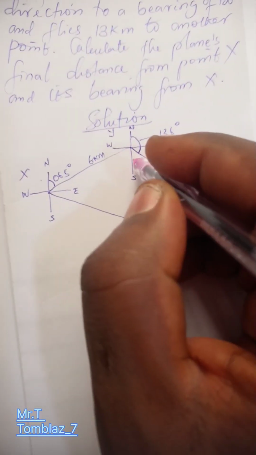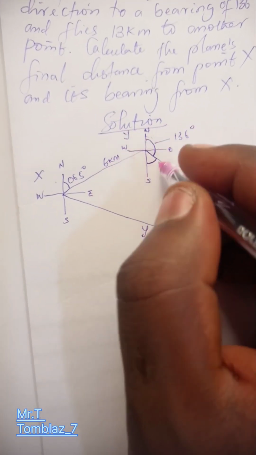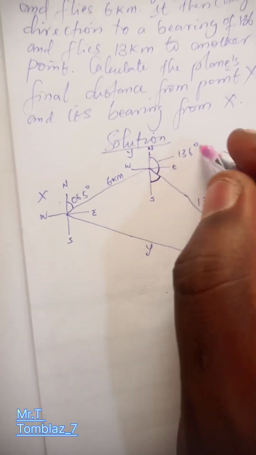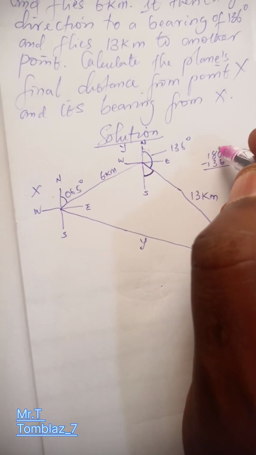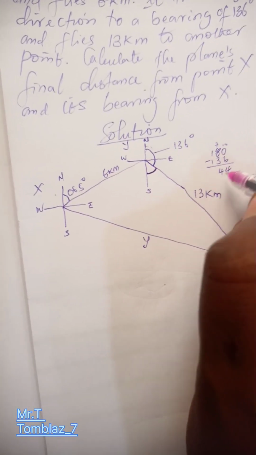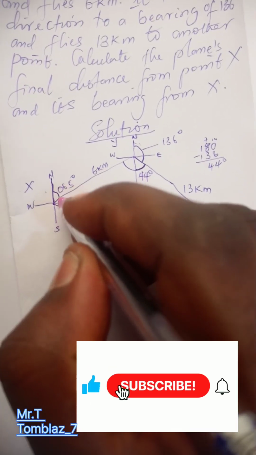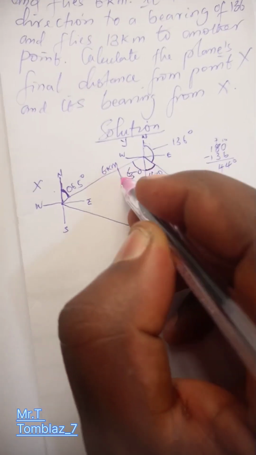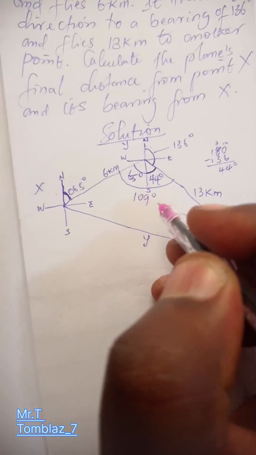So first and foremost, let's find out what is here. If this is 136 and the entire angle from north to south is 180, to get this smaller portion, we have to subtract this value from 180. So 180 minus 136 will give us 44 degrees. So here is 44 degrees. And then looking at this portion, we need to get this portion. Now this portion is alternate to this portion, and alternate angles are equal. So if this is 65, that means this is 65 degrees. So the total angle here is 65 plus 44, which is 109 degrees.